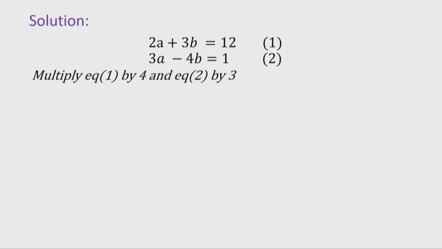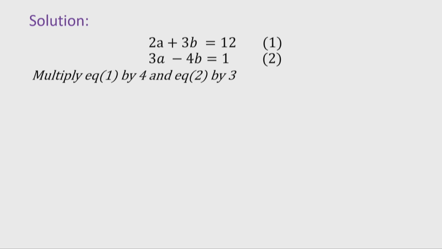Suppose I decide to eliminate the variable b. This means that I will need to get the same coefficient for b. So I find the LCM of 3 and 4. The LCM of 3 and 4 is 12. So this means that I need to get 12b in both equations. Now, how will I get 12b in equation 1? It means that I will have to multiply equation 1 by 4 and equation 2 by 3 to get 12b.